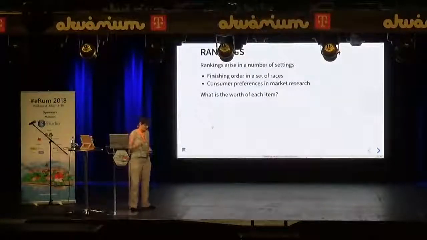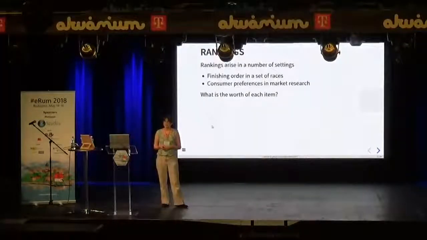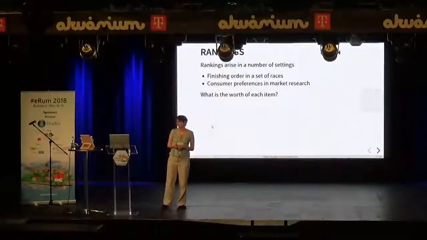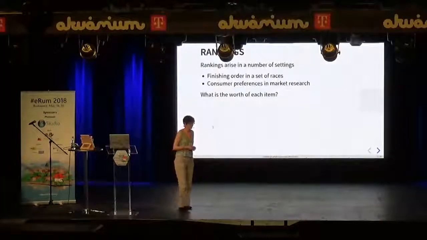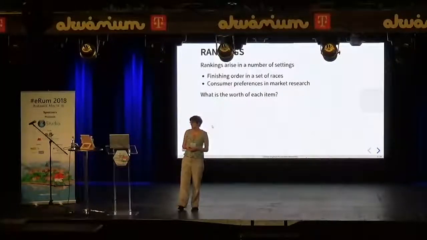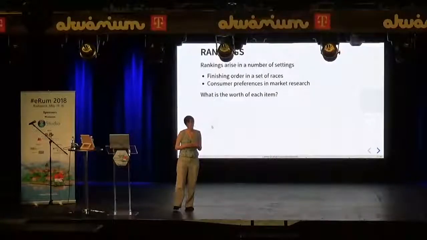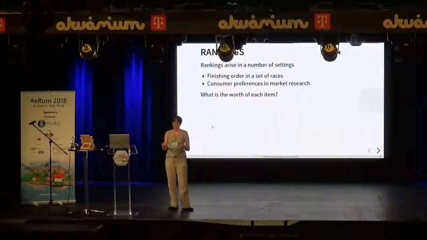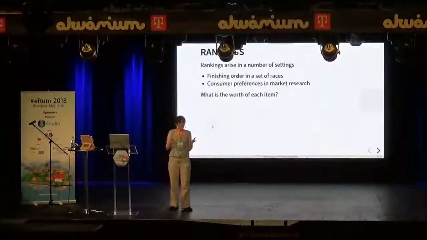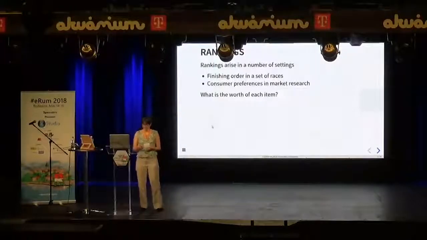So as David said, I'm talking about rankings, and you can imagine rankings arising in various different settings, such as athletes and where they finish in a race, or preferences that somebody expresses about a product. But I'm really thinking about cases where we have lots of these rankings. If we just have a single ranking, well then that's it. But what do we do when we have lots of rankings, and how do we get the information from that to decide what the worth of each item is?